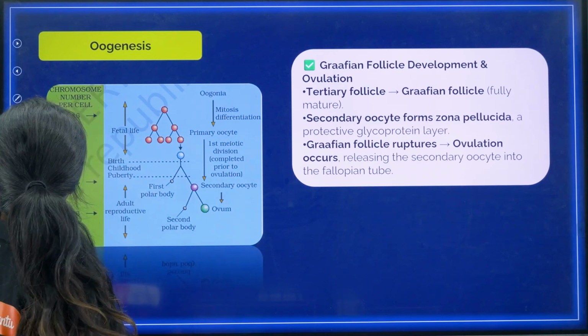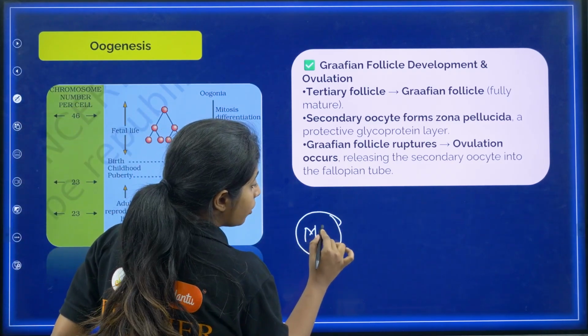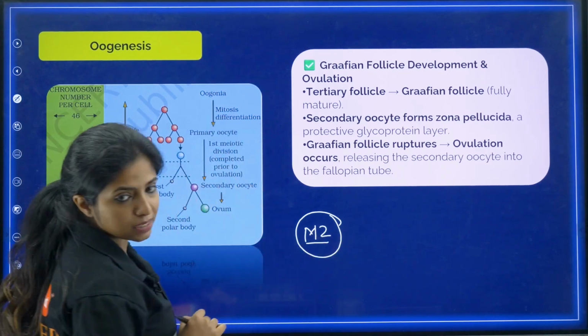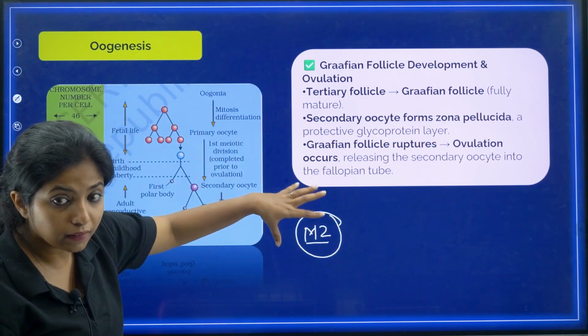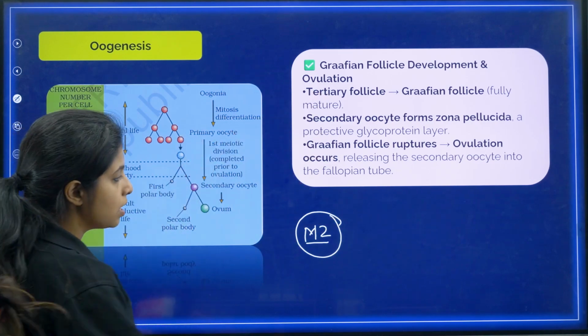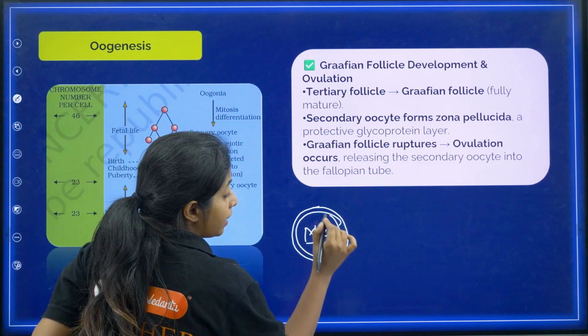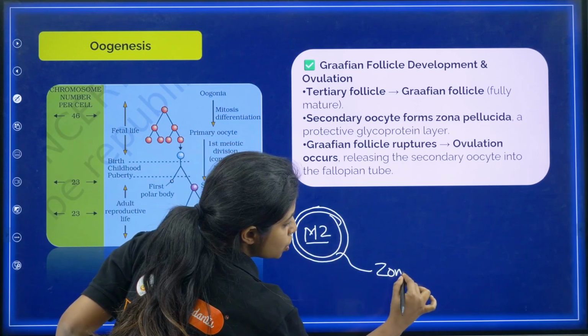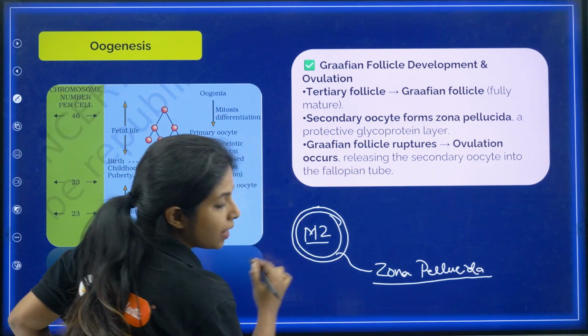I told you, inside the Graafian follicle, what do you have, my dear children? You have the secondary oocyte which is stuck in what? Metaphase 2 of meiosis. It is stuck there. Okay, slowly, listen to me carefully. When the Graafian follicle formation happens, what happens? The secondary oocyte would be forming a layer around it which is known as zona pellucida.